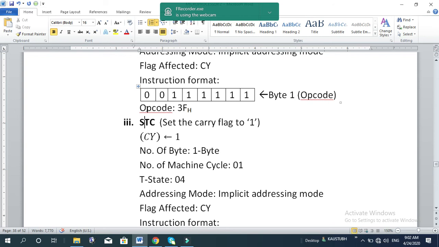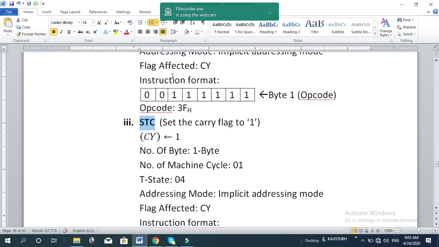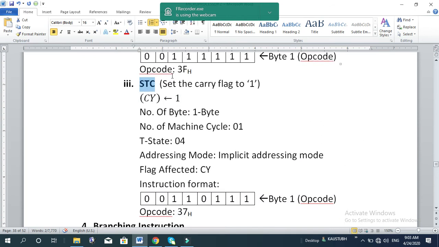Then comes the compare instruction. For comparing two data, there are CMP R, CMP M and CPI data. Then there are the rotating instructions. Rotating instructions are without carry, with carry, rotate left and rotate right. For rotate left without carry, RLC. For rotate right without carry, RRC. For rotate left with carry, RAL, and for rotate right with carry, RAR.